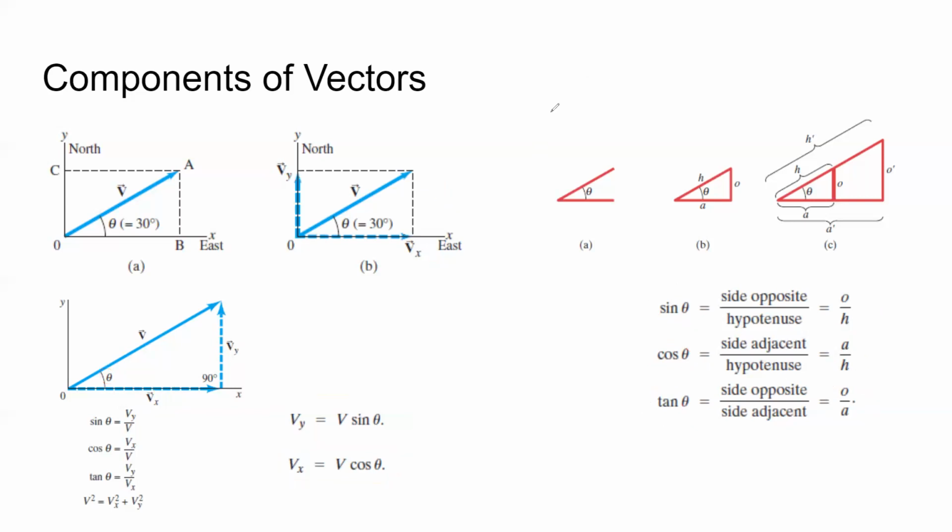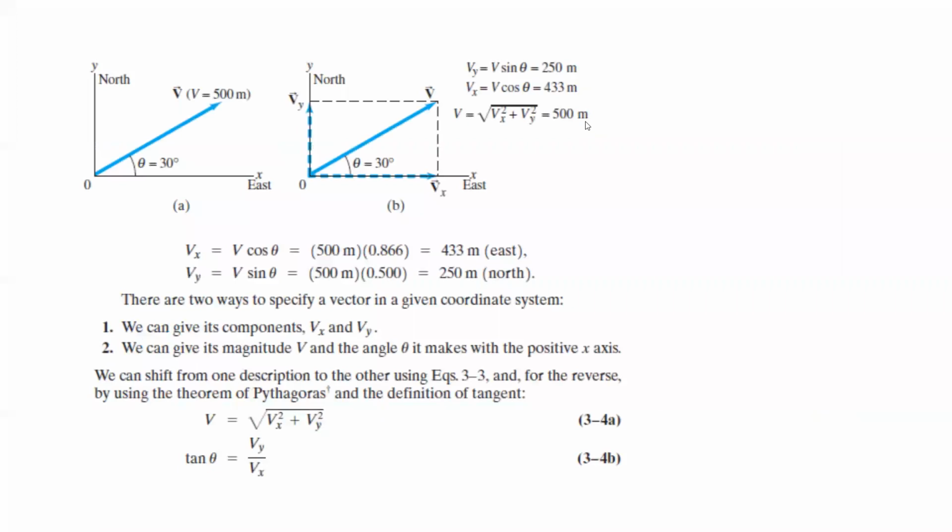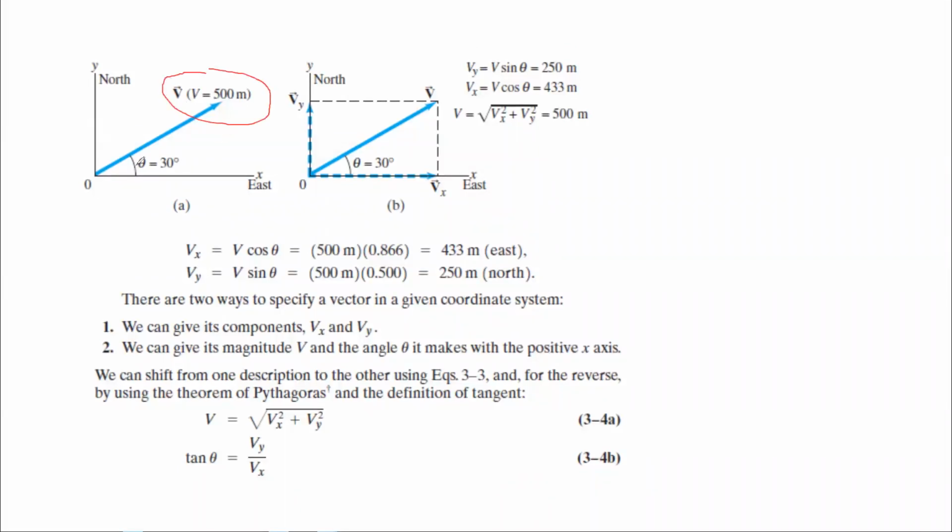So if we proceed, here's an example. If we have the vector V that is 500 meters, and the angle is 30 degrees, and we are going to find the components Vx and Vy. It can be shown that your Vy, which is drawn here, is opposite to 30 degrees, so your Vy is V sine theta. Since the given V is 500 meters, times sine of 30 degrees, you'll end up with 250 meters. This is 500 times 0.5, because the value of sine 30 is 0.5.